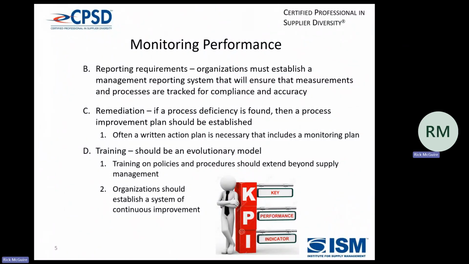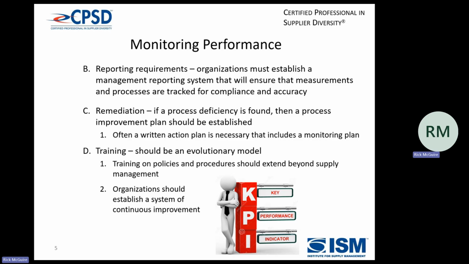So reporting requirements: organizations must establish a management reporting system that will ensure that measurements and processes are tracked for compliance and accuracy. And remediation: if a process deficiency is found, then a process improvement plan needs to be established. Often a written action plan is necessary that includes a monitoring plan. That is called remediation. Training should be an evolutionary model.